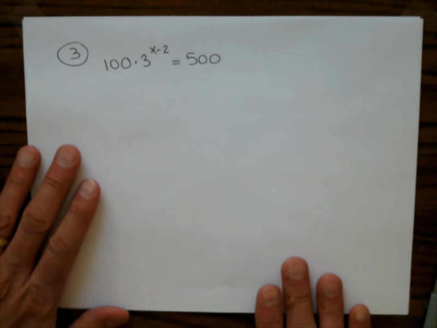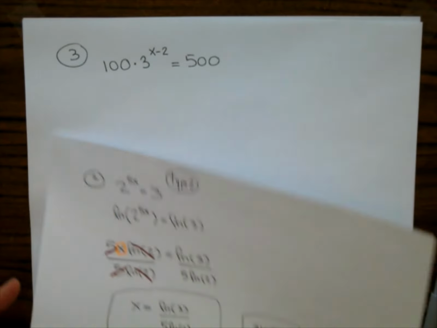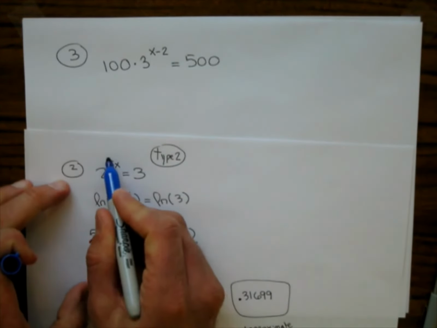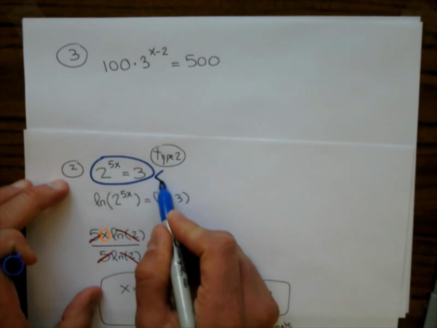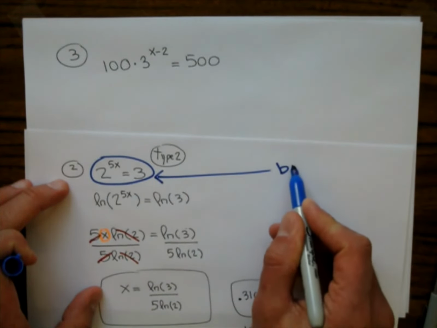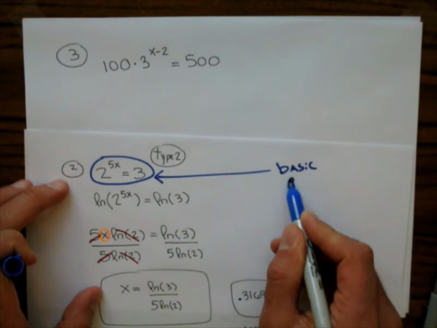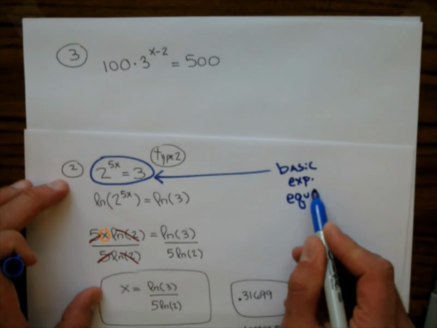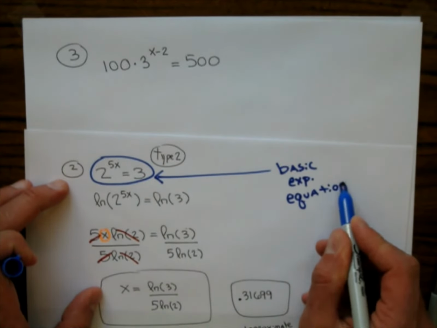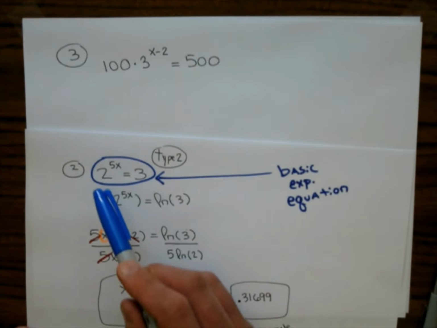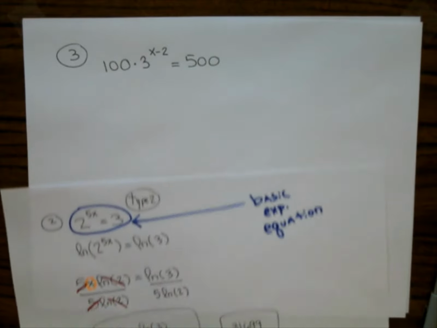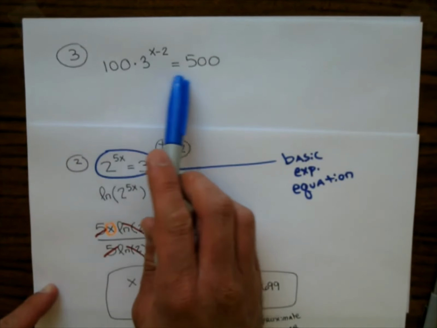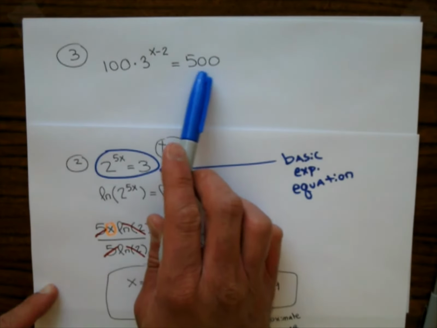Okay, problem number 3. Oh, by the way, another thing that I probably should point out is this equation. I'm going to refer to this equation, I don't think your book has this, as a basic exponential equation, because it says something to a power equals a number. So the question here on problem 3, is this a basic exponential equation?